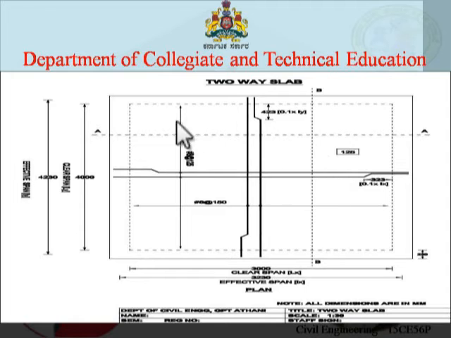They have also given the cross section at AA and the cross section at BB, at the center of the beam and at one edge of the beam. Here the main bars and bent up bars are placed alternatively. This is the main bar and this is the bent up bar. They are placed alternatively along the shorter and the longer direction. Along the longer direction, one straight bar, one bent up bar, so they are placed alternatively. Here also they are placed alternatively.